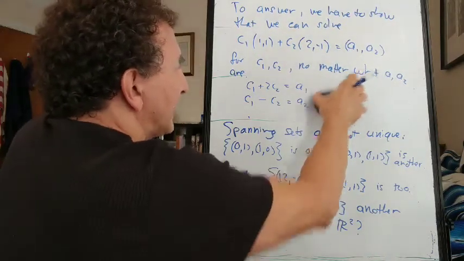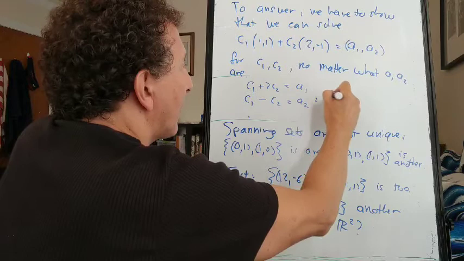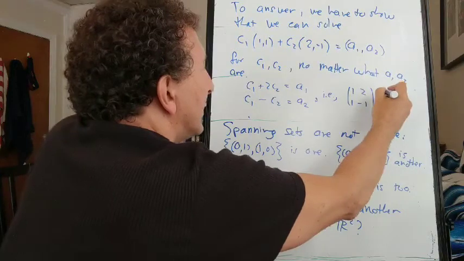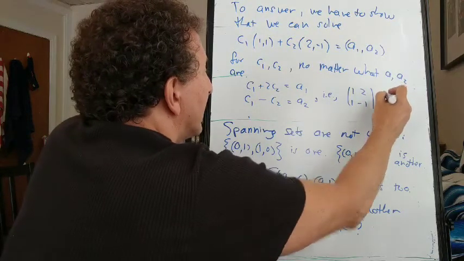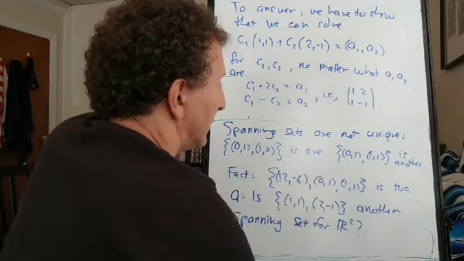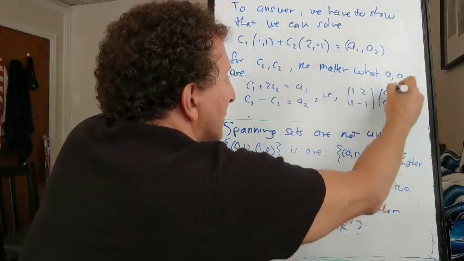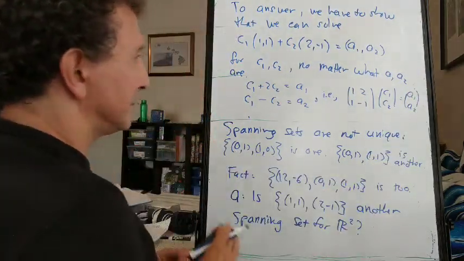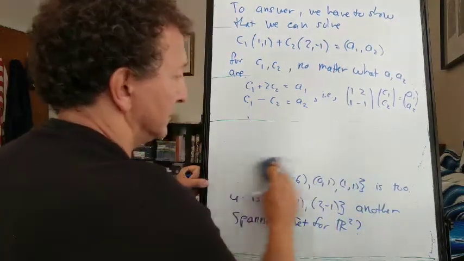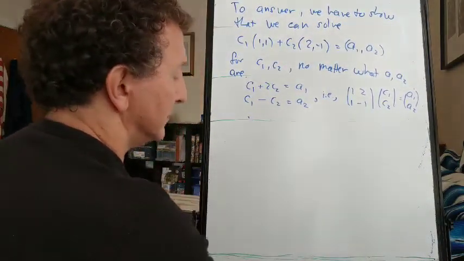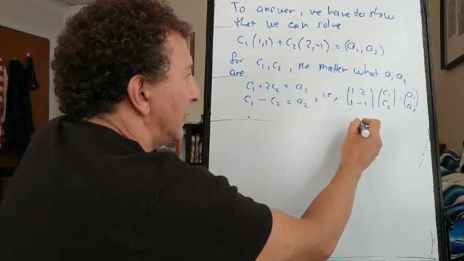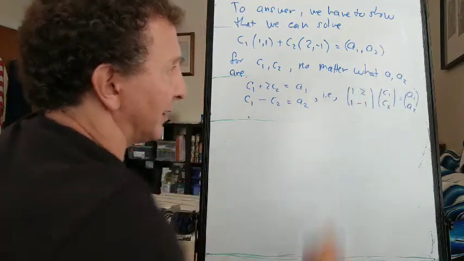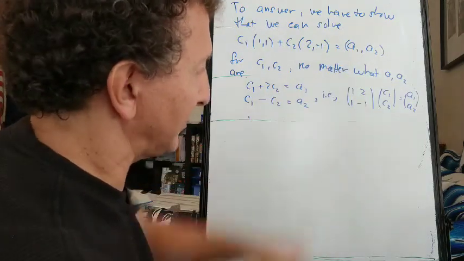And writing that in matrix form, we've got [1, 2; 1, -1] times [C1, C2] equals [A1, A2]. And if this matrix is invertible, we could multiply both sides by the inverse, and we get [C1, C2] equals the inverse of this matrix times [A1, A2].